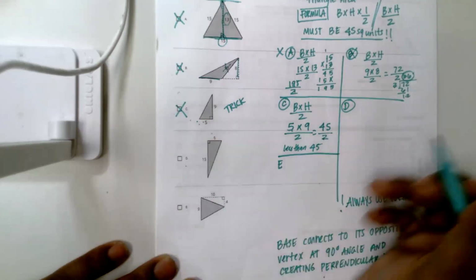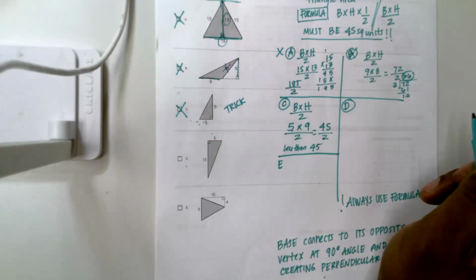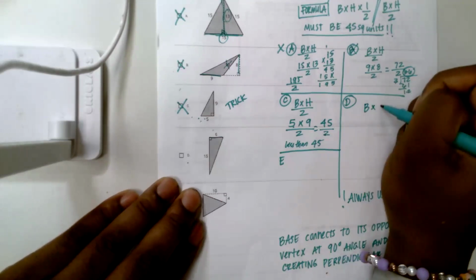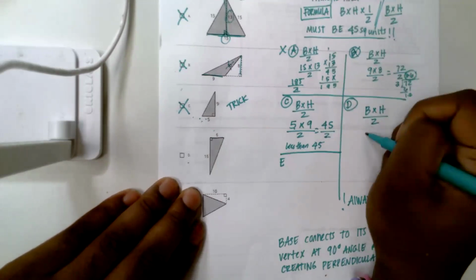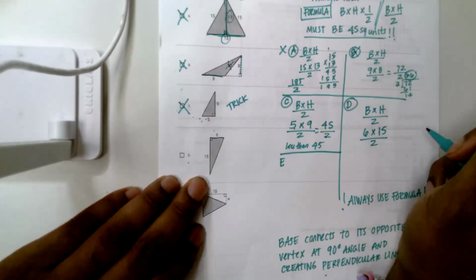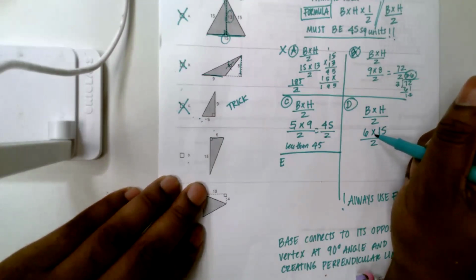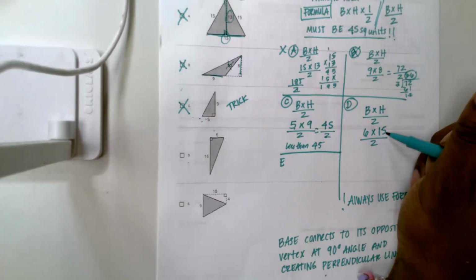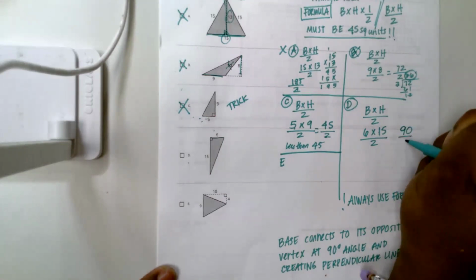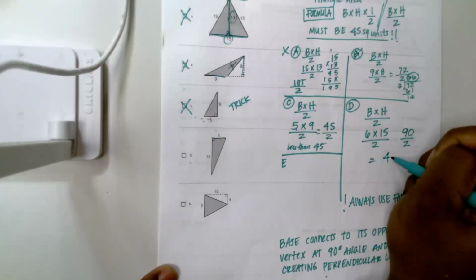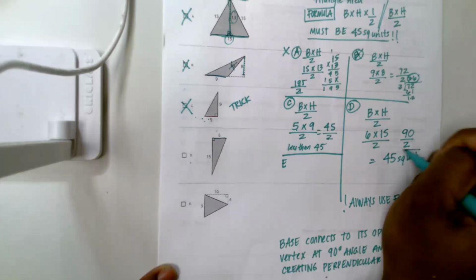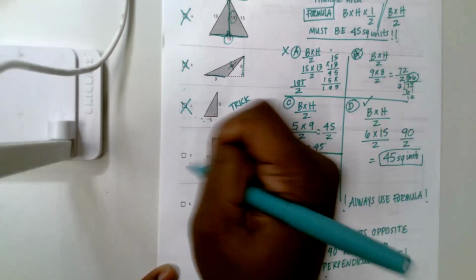All right, let's look at D. My base has to connect to my height at a 90-degree angle. Well, first I want to write my formula: base times height divided by 2. My base is 6. My height is 15 divided by 2. 6 times 5 is 30. And 5 times 15... so 30 times 3 is 90. And 90 divided by 2 equals 45. Oh, that's correct. So D is correct.